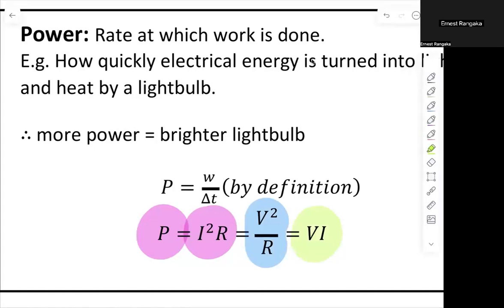Just make sure you know what is required of you. Maybe you have a value for resistance, you don't have a value for current, and then you can maybe use V squared over R, or you've got current and resistance, and then you use I squared times R, or you only have potential difference and current, then you use VI. At the end of the day, use what you've got, use what has been given to you to be able to solve some of these problems.